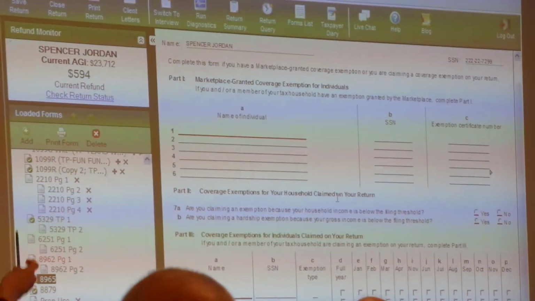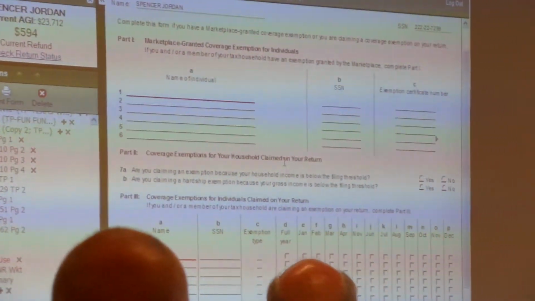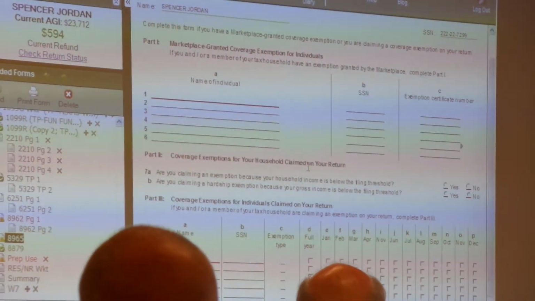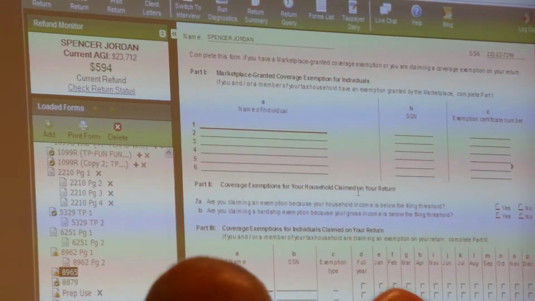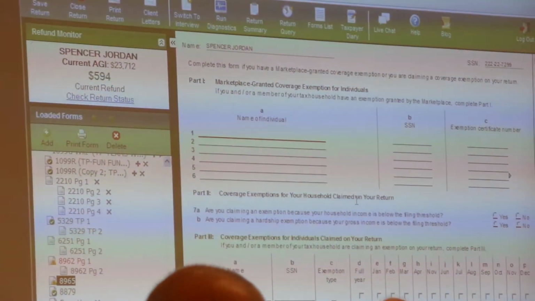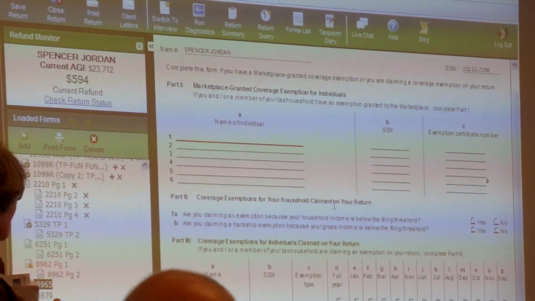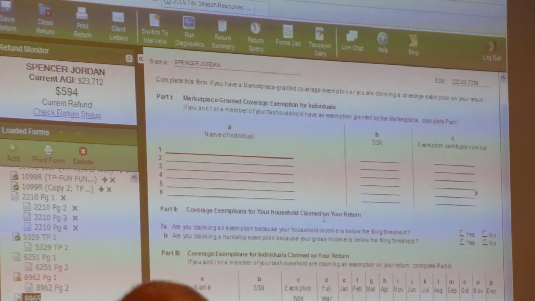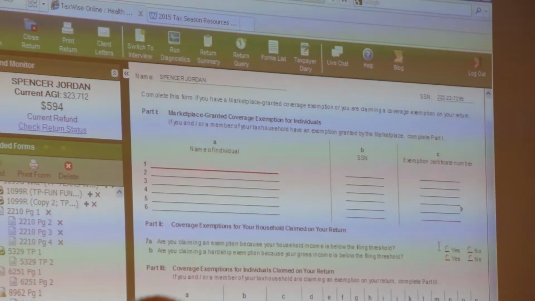All right, so then part one of the 8965 is if your client has a marketplace generated exemption. If they don't have the certificate with them, because they didn't apply for an exemption through the marketplace, then you just ignore part one. So primarily what we're going to be doing is entering our exemptions down in part, oops, okay, but I have some questions first.